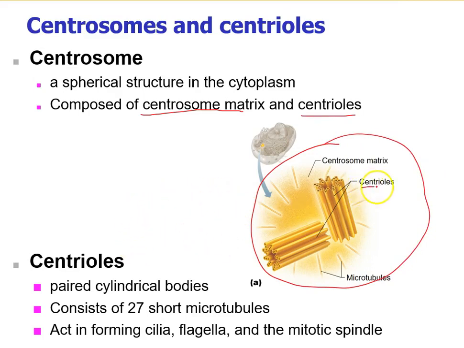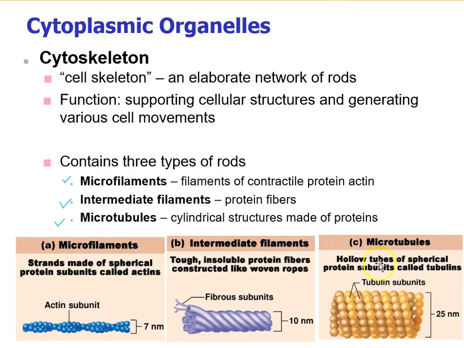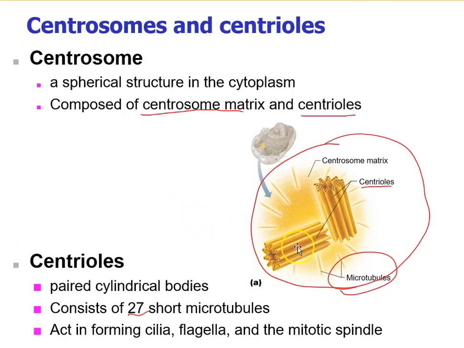But what are these structures that we call centrioles? Centrioles are cylindrical structures, each of which is composed of 27 microtubules. We just talked about the microtubule being one of our cytoskeleton components, and now you can see how the microtubule is involved in making the centriole. So one more time, the centrioles are cylindrical structures, each made up of 27 short microtubules, and they are like the cell's construction workers.